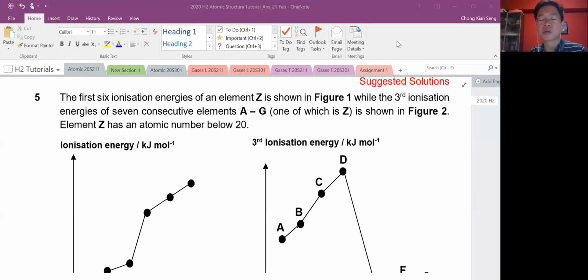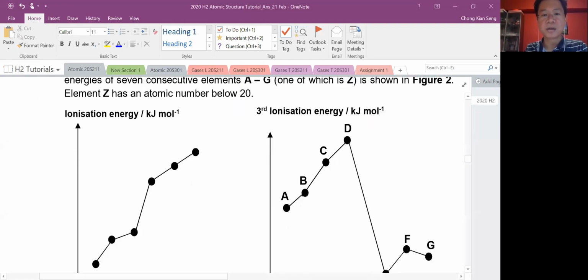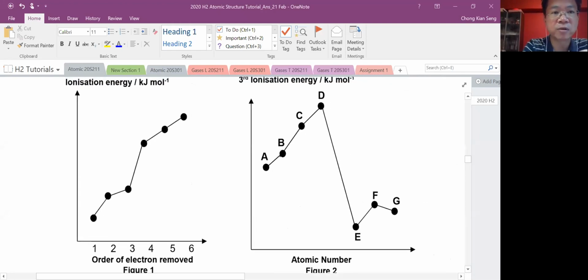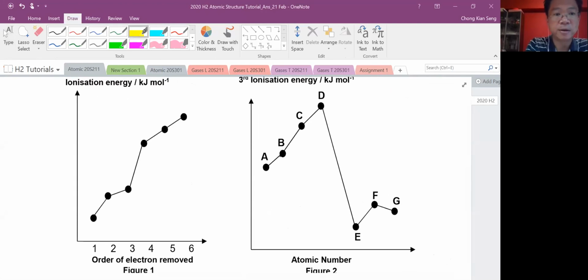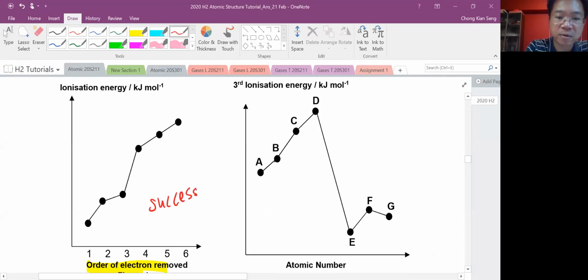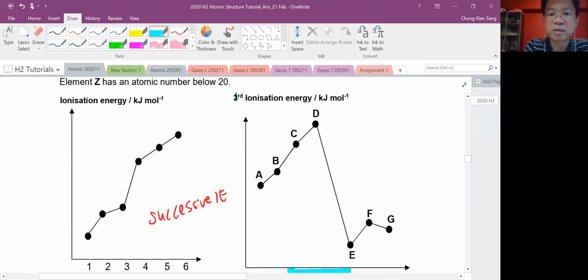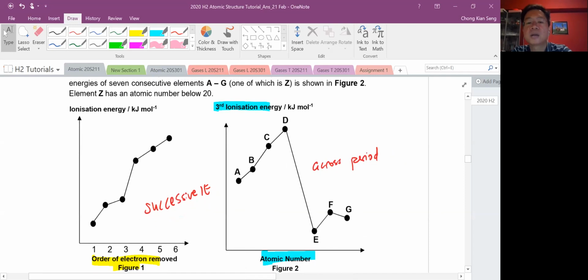This is question 5 of the atomic structure tutorial. Over here you see two graphs, one on the left and one on the right. What trends are they? The first one, order of electrons removed, is a successive IE trend. The second one, atomic number versus third IE, is an across the period trend. Keeping this in mind, let's look at the question.